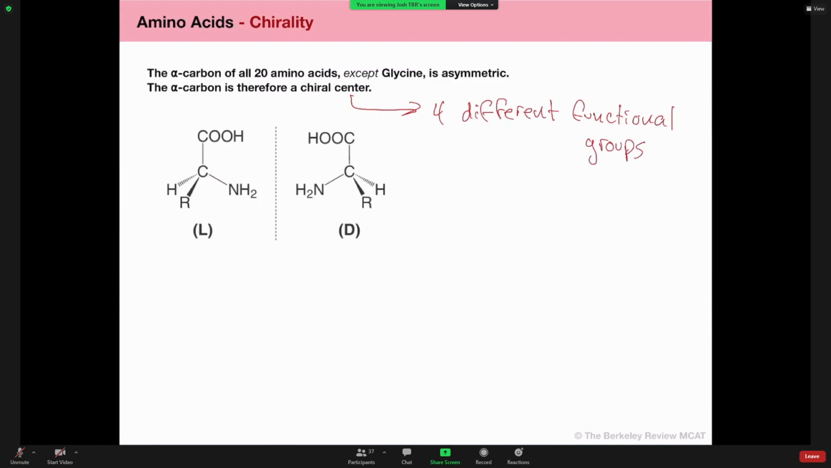So 1, 2, 3, 4, right? And there are 2 different arrangements possible. This is the classic, here's a mirror, and you have your left-handed and right-handed non-superimposable mirror image, in which case they would technically be enantiomers, which is a special case of a stereoisomer, okay?